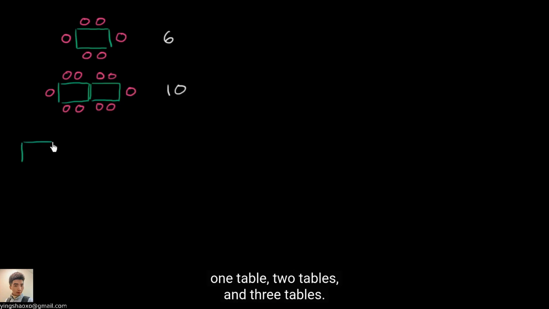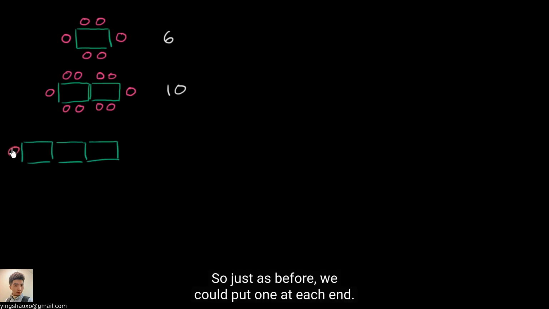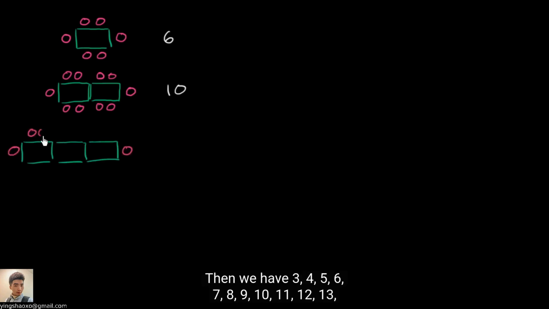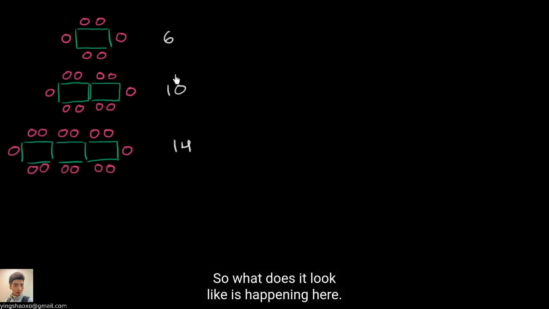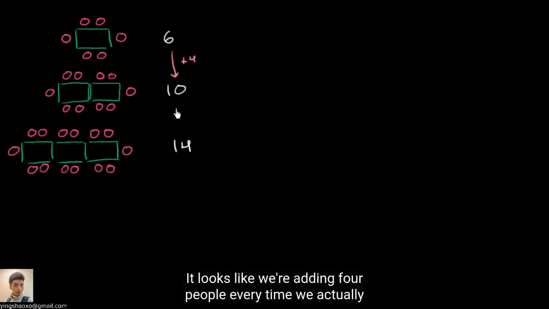So let's put 3 tables. So 1 table, 2 tables, and 3. So just as before, we could put 1 at each end, so that's 2 people, 3, 4, 5, 9, 11, 12, 13, 14. So what does it look like is happening? We went from 10 to 14. It looks like we're adding 4 people.